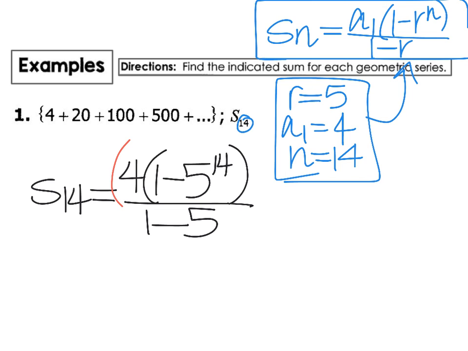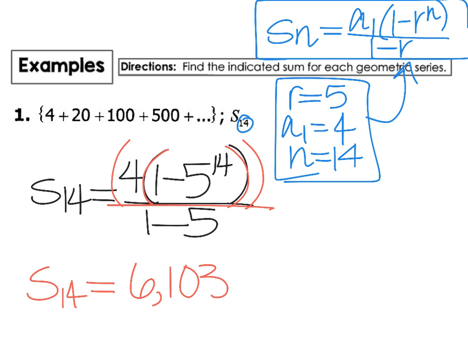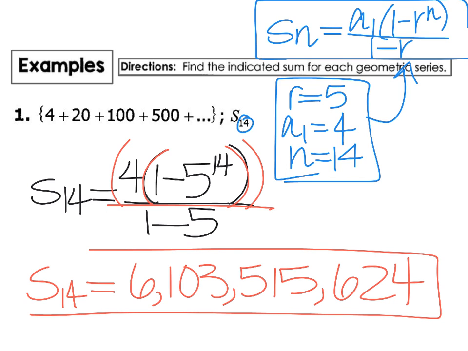Use parentheses around here. 4 times, parentheses, 1 minus 5 to the 14th power, parentheses, divided by 1 minus 5, or negative 4. We get that the sum of the first 14 terms equals a very, very big number: 6,103,515,624. And this is why we're grateful for the formula and why we're grateful for scientific calculators. And that's our final answer.